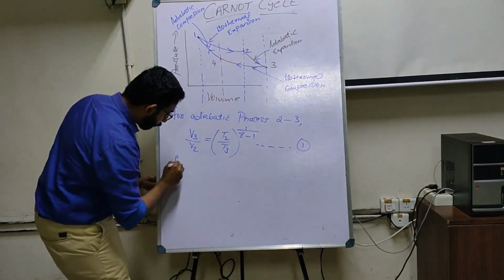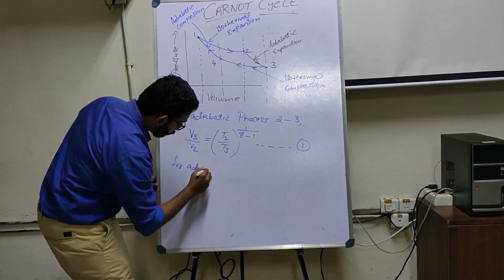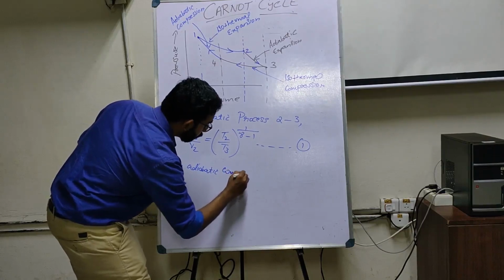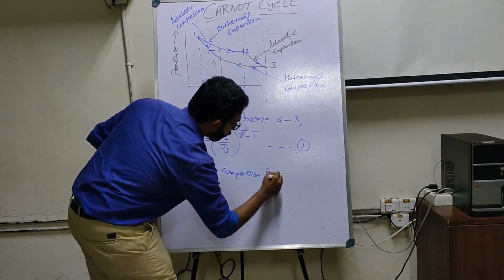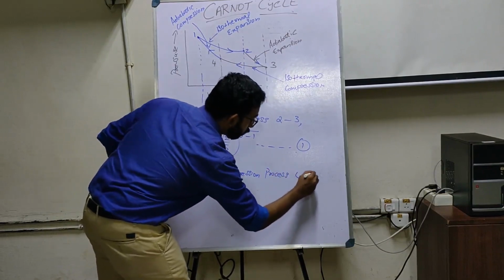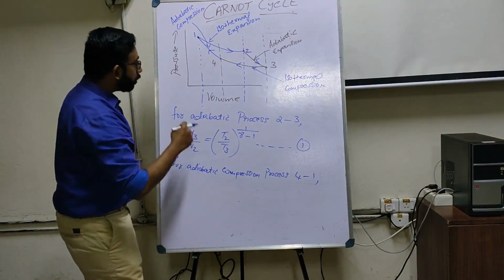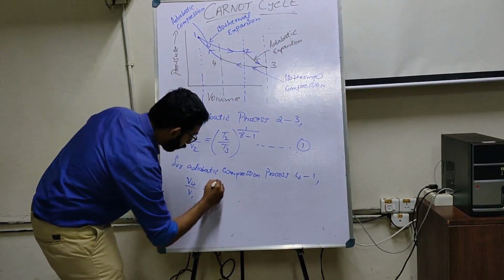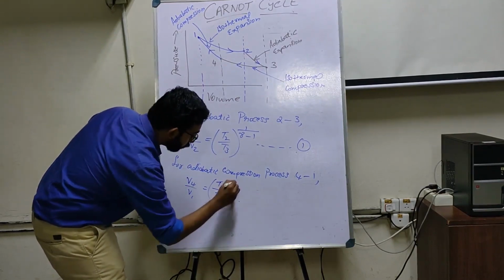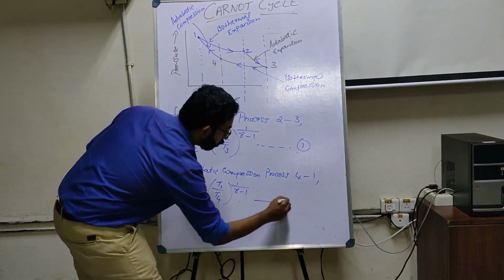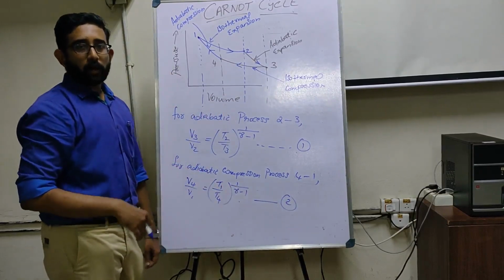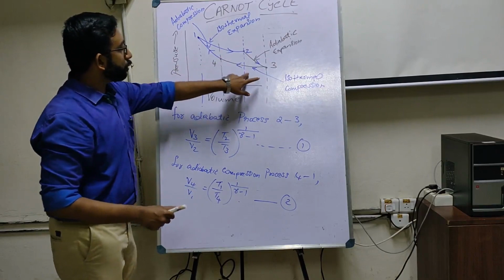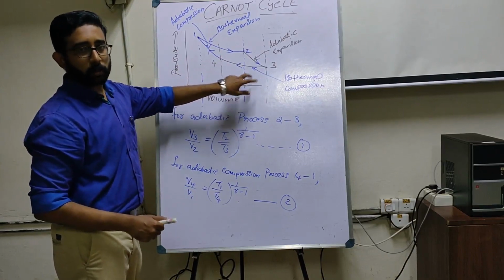And now for the adiabatic compression process 4 to 1, again writing the equation, that is V4 by V1 will be equal to, it's inversely proportional to, T1 by T4 all raised to 1 by gamma minus 1. And let it be equation 2. So gamma is the adiabatic index. Now, the processes 1 to 2 and 3 to 4 are isothermal. That means the temperatures are the same.